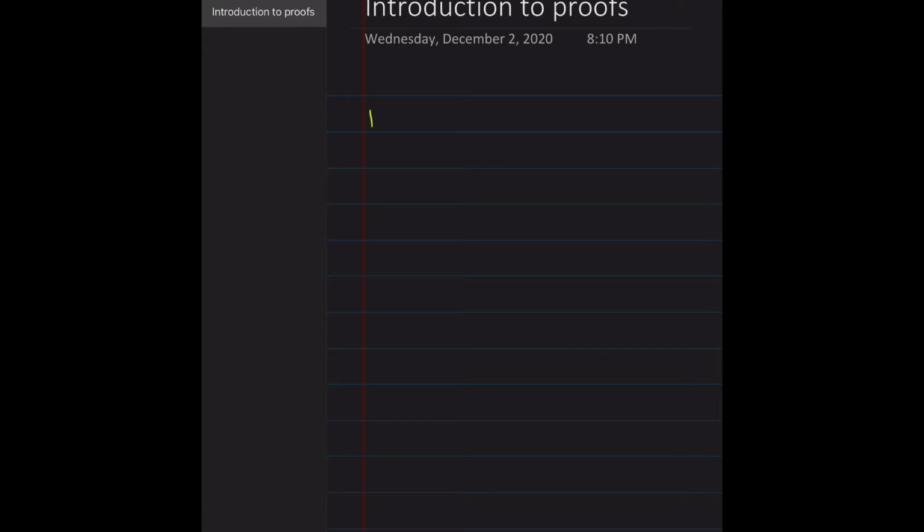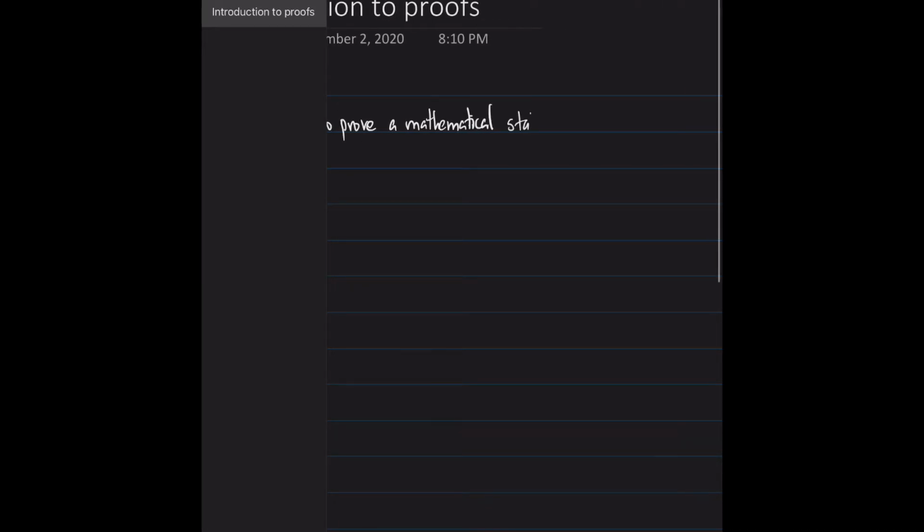Proofs is a way to prove a mathematical statement. So proofs are simply just a way to prove a mathematical statement. Well, what does this mean? What is a mathematical statement, right? We don't know what that is, right? We don't, because we haven't looked at anything.